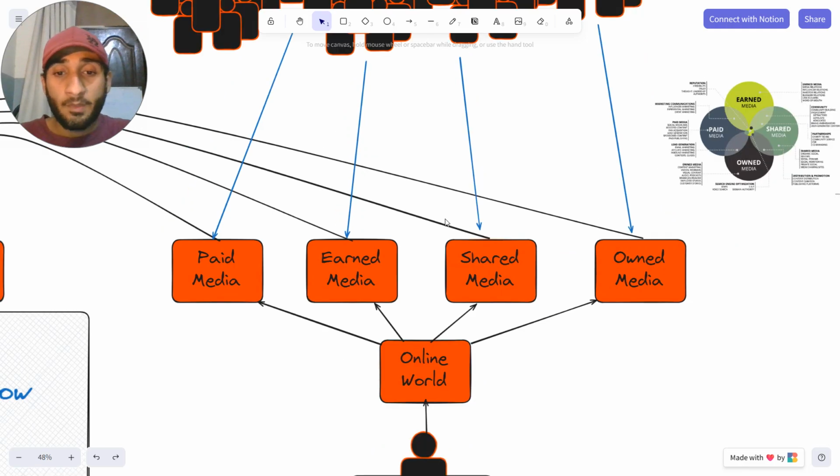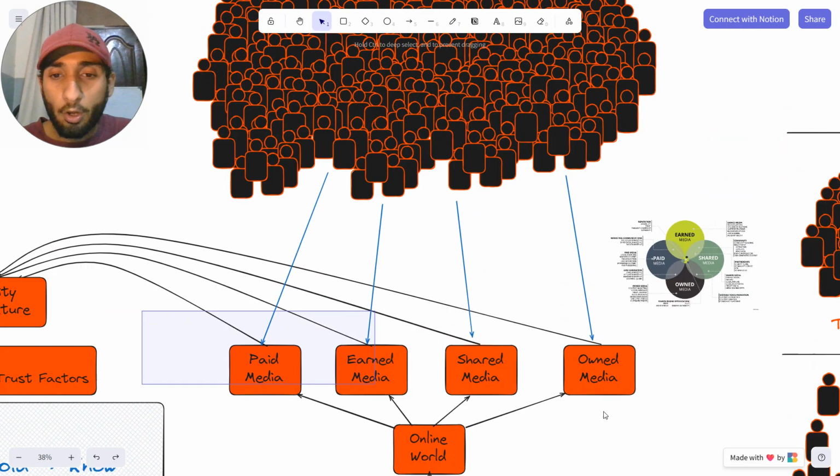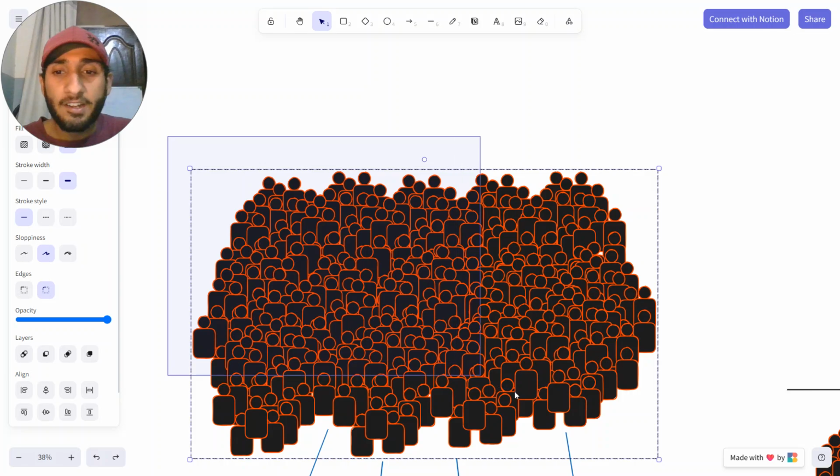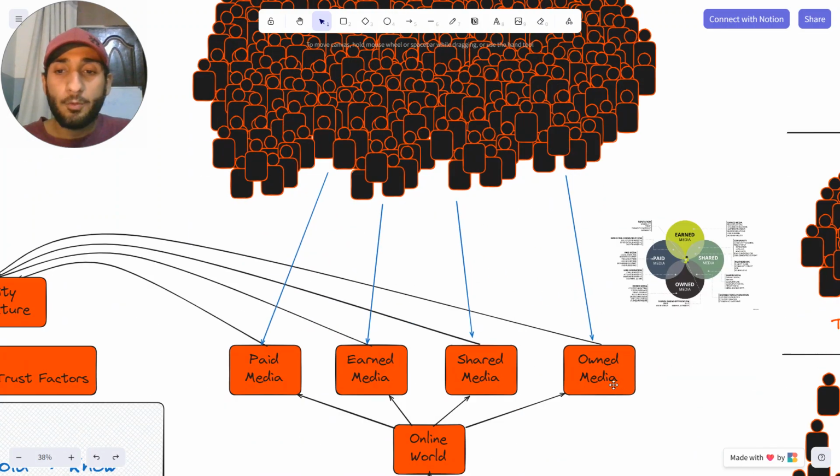So when you produce all of these media, you target a lot of audience. In owned media you do the SEO and all of that stuff. In shared media you also focus on SEO, but you focus more on trends.